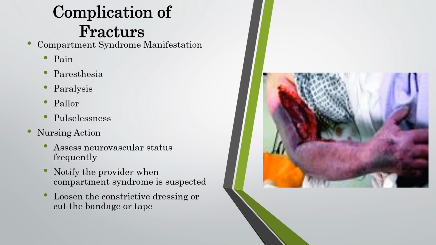So, compartment syndrome manifestations. I talked about compartment syndrome by itself. That is an accumulation of fluid and blood either in the fascia or a pressure from the outside to that fascia. So what are the signs and symptoms? Again, the 5 P's in the fracture: pain, paresthesia, paralysis, pallor, pulselessness. As a nurse, you want to monitor this extremity every hour for the first 24 hours and every 1 to 4 hours after that for at least 72 hours, and assess the neurovascular status frequently.